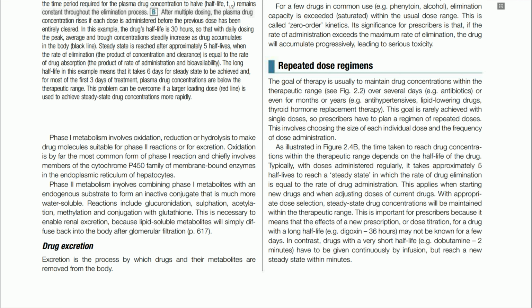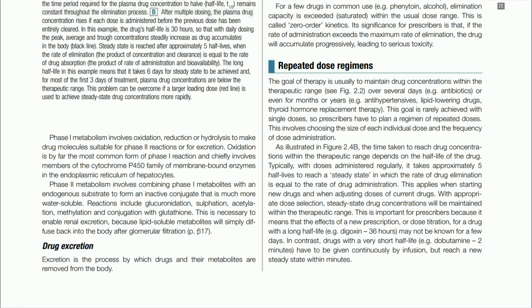Phase 2 metabolism involves combining phase 1 metabolites with an endogenous substrate to form an inactive conjugate that is much more water soluble. Reactions include glucuronidation, sulfation, acetylation, methylation, and conjugation with glutathione. This is necessary to enable renal excretion because lipid-soluble metabolites will simply diffuse back into the body after glomerular filtration.